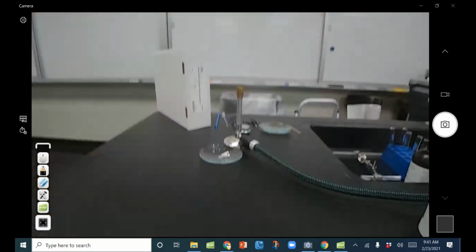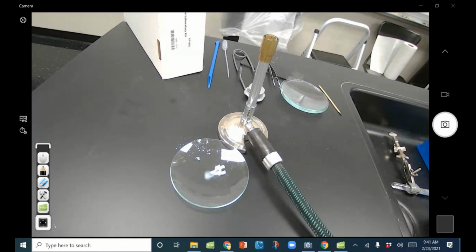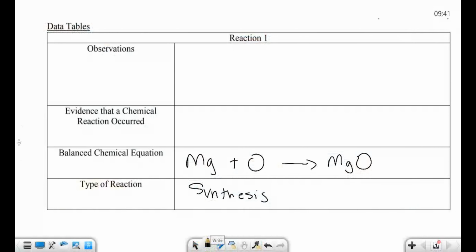Okay, so now let's look at the product. What does the product look like? Ash, right? It's white. It's a white powder. Okay, what did you see it give off? Smoke and light. Smoke and a bunch of light, right? Even after I turned the burner off, it gave out a bunch of light.